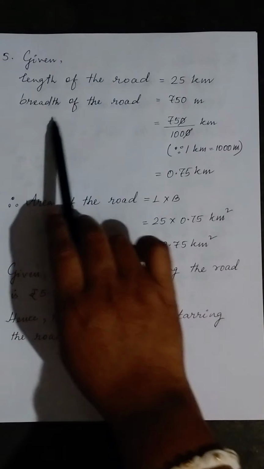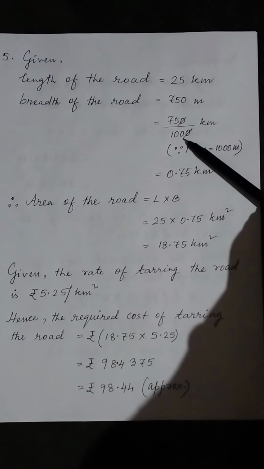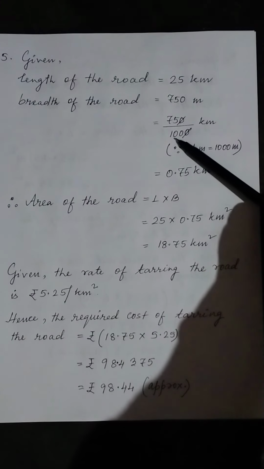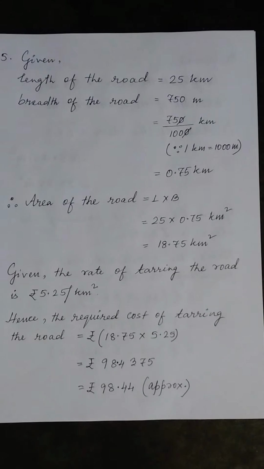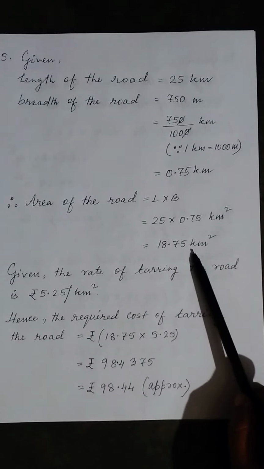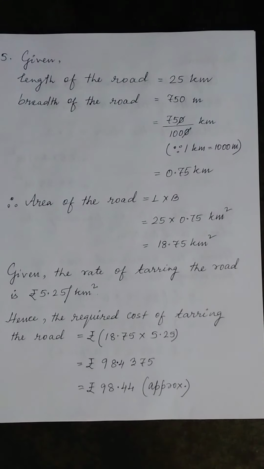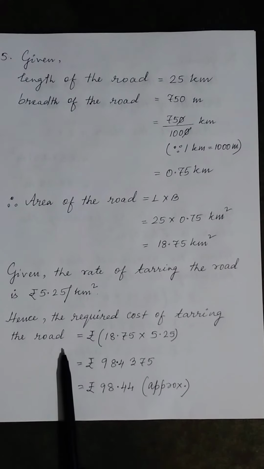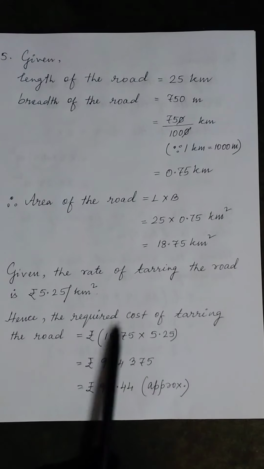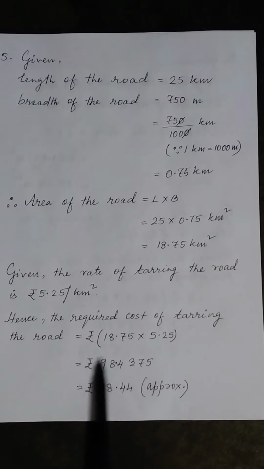Length of the road is this, breadth of the road is this. So let us change into kilometer. It will be divided by 1000. 10 cancels. Divided by 100 means 0.75 kilometer. You have got it now in kilometer. Now area of the road: length into breadth. This is the answer. Okay. So given the rate of tarring the road is rupees 5.25 per square kilometer. Hence, the required cost of tarring the road. It is the rate, it is the cost. Area multiplied by rate. So the answer is this.